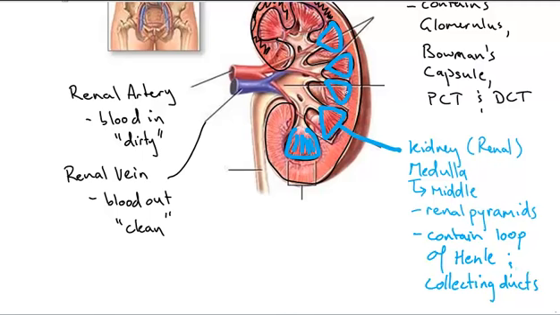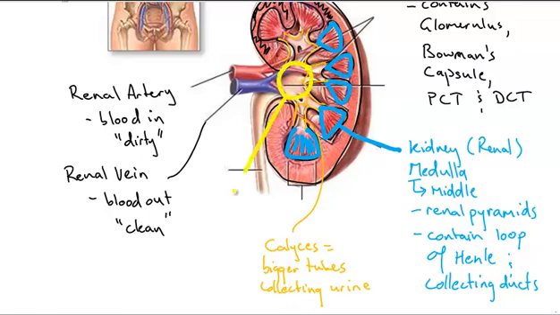these areas here. Which are called calyces, which are bigger tubes collecting urine, and these all come together in this region they all feed into.